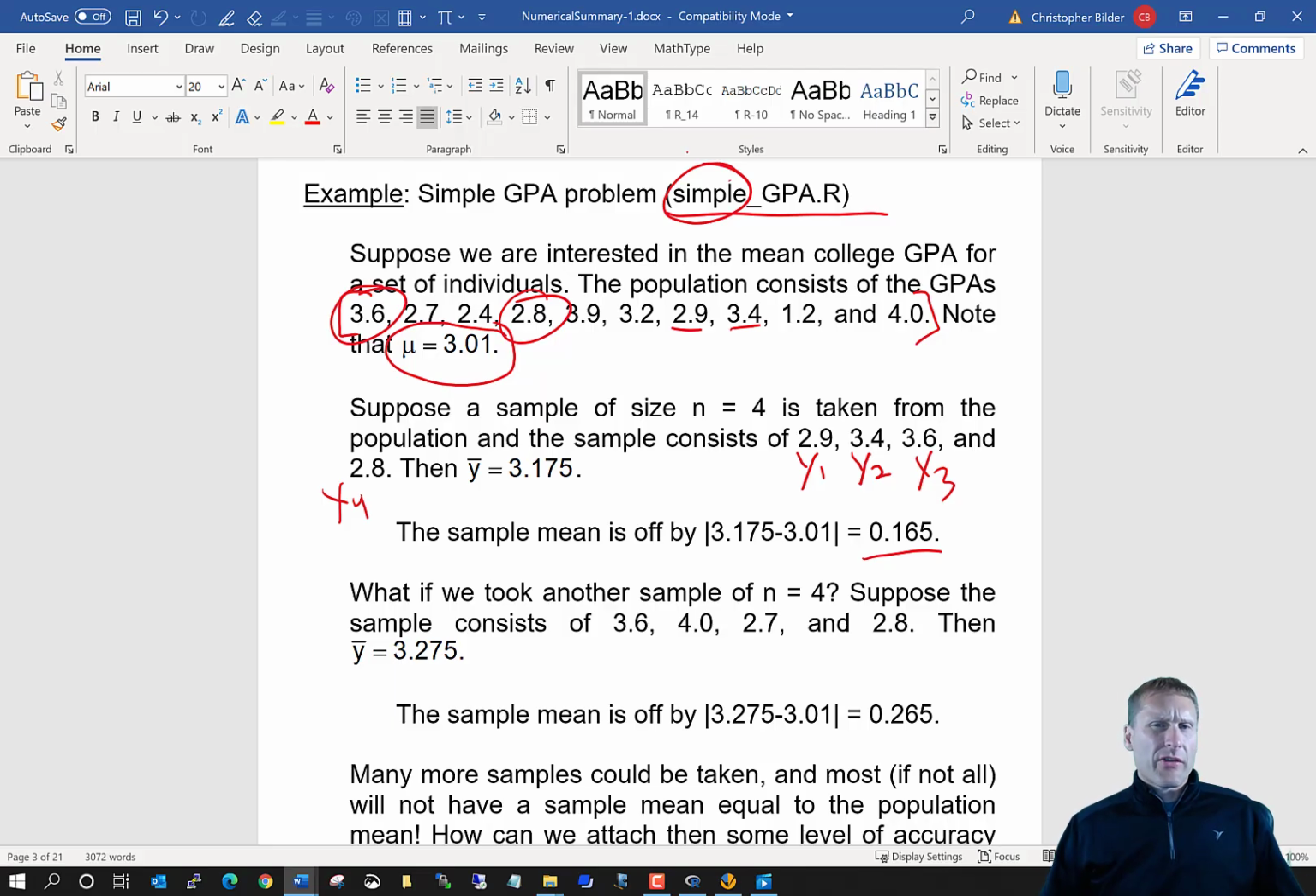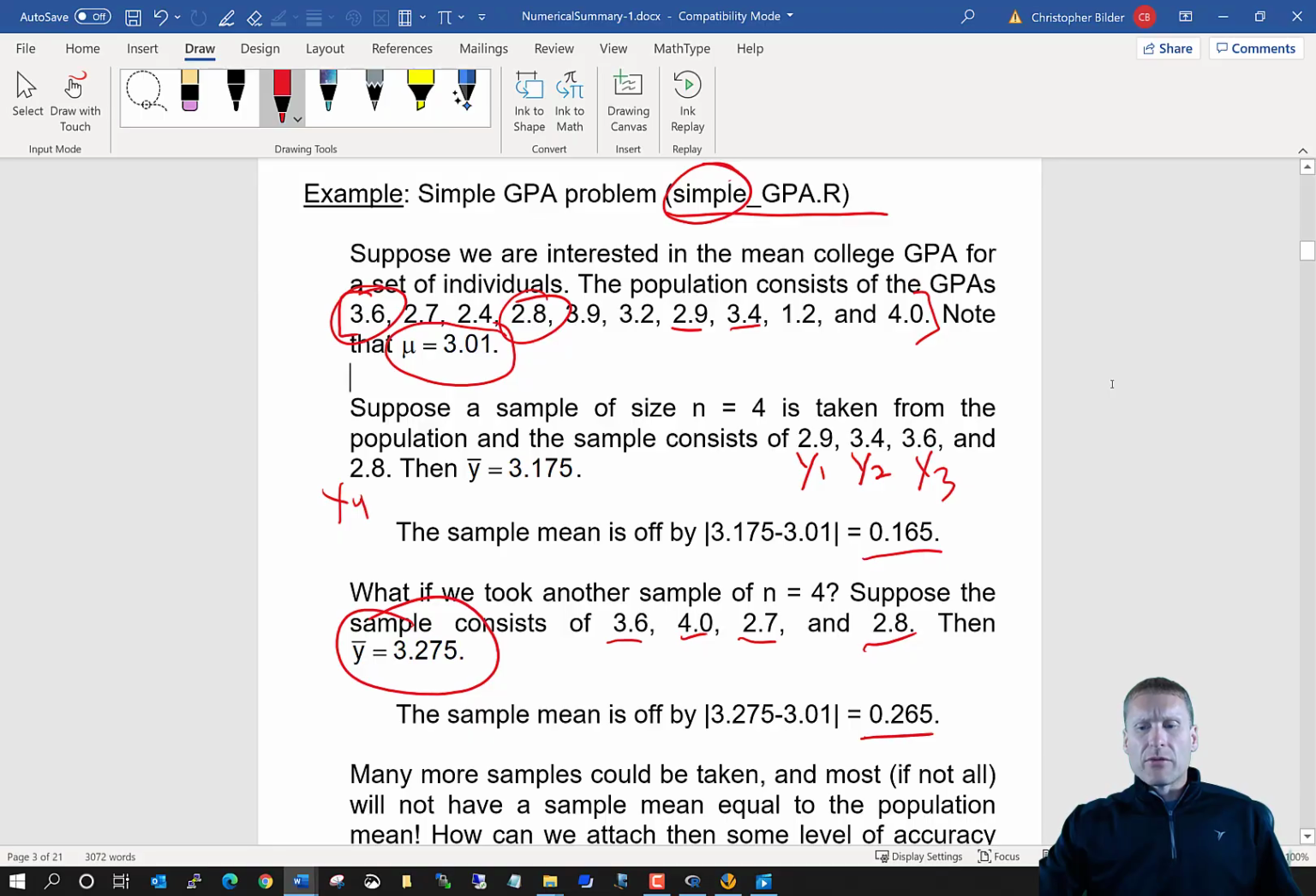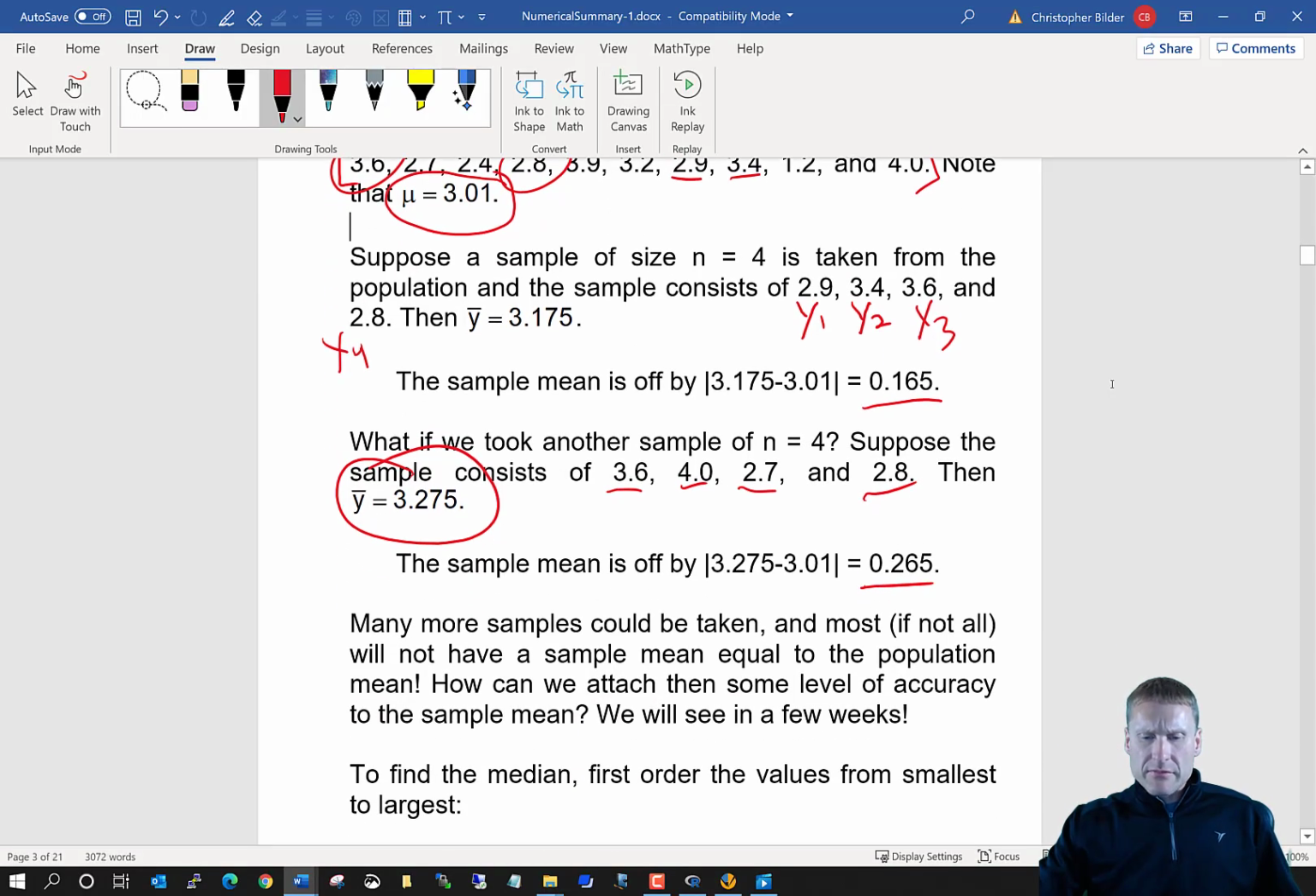Well, what if we took another sample though? Same size, 4. And maybe we got 3.6, 4.0, 2.7, and 2.8 in this sample. Well, that sample average, or sample mean, is 3.275, and we're off by 0.265. So again, sample mean is not equal to the population mean. Rather, it provides an estimate. And so, we could keep on taking many more samples. And very rarely, if any of them, will actually be equal to the population mean.